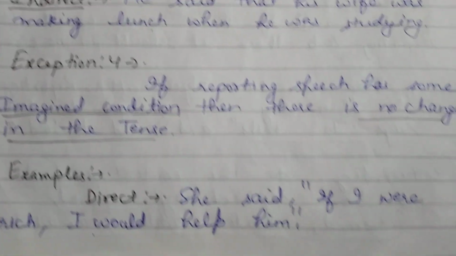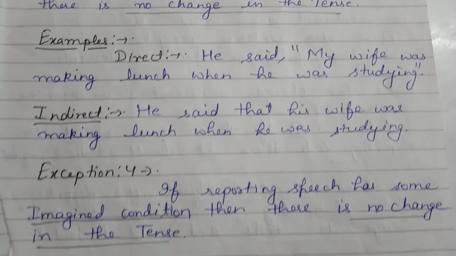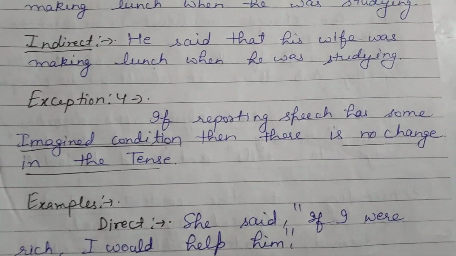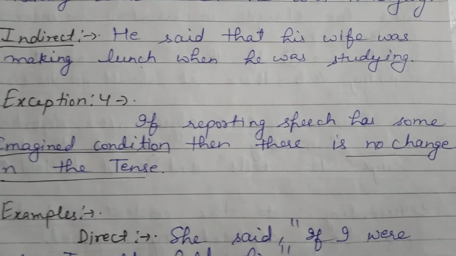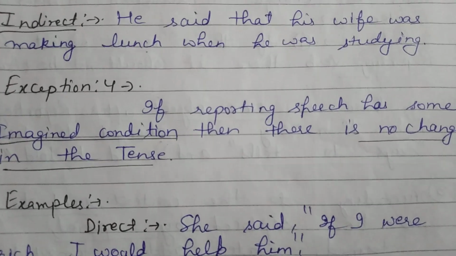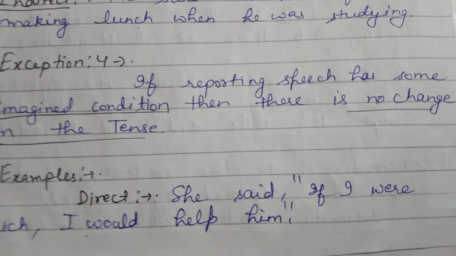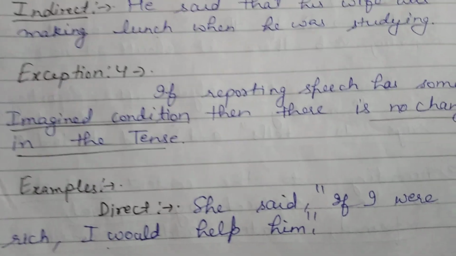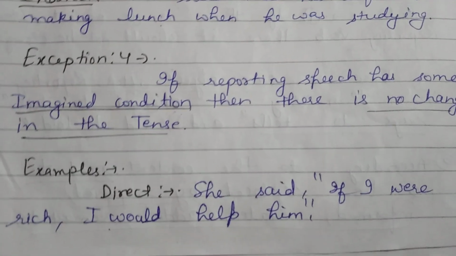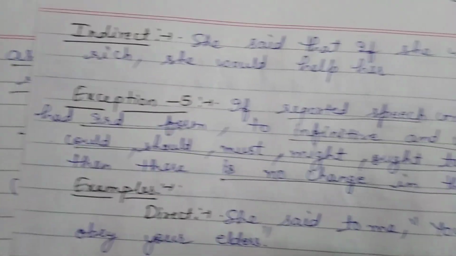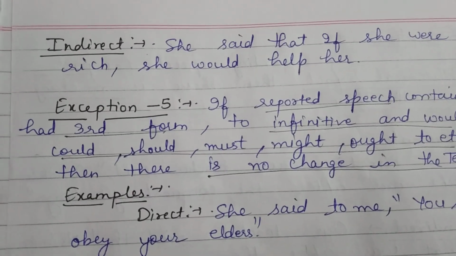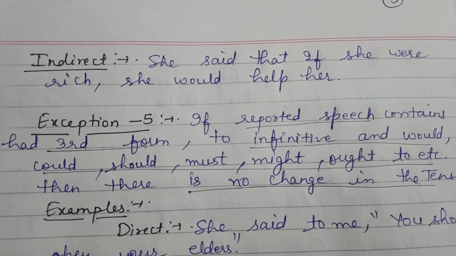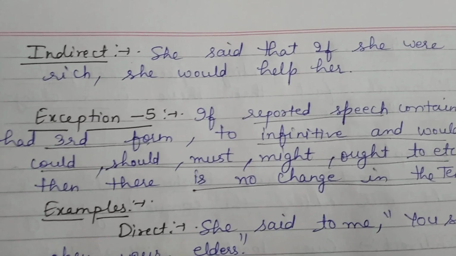Exception number 4: if reporting speech has some imagined condition. When there is some imagination, then there is no change in the tense. For example, she said, if I were rich I would help him. When it changed into indirect speech, it becomes: she said that if she were rich she would help him.